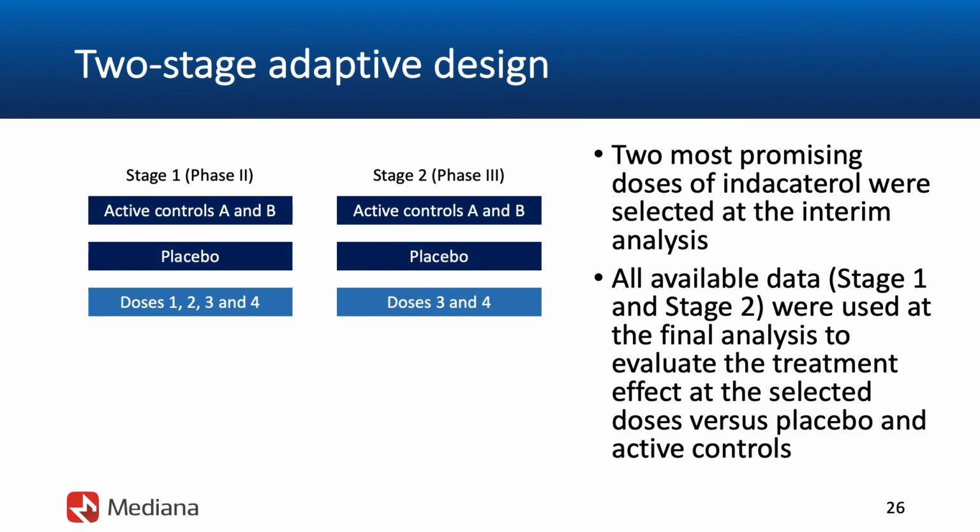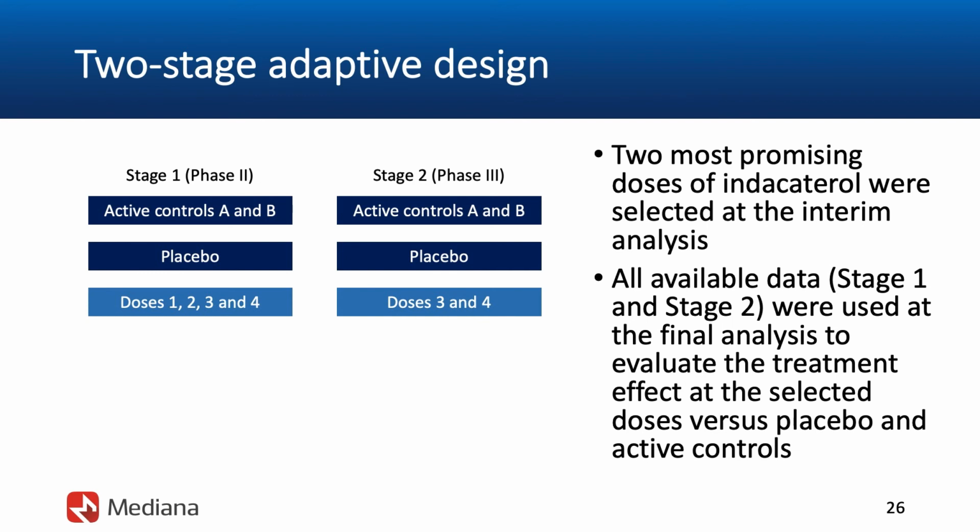This slide shows us what happened in the confirmatory or phase 3 portion of the study using the 2 most promising doses of indacaterol that are labeled here doses 3 and 4. The final analysis compared those 2 selected doses to the passive placebo control as well as the active control.